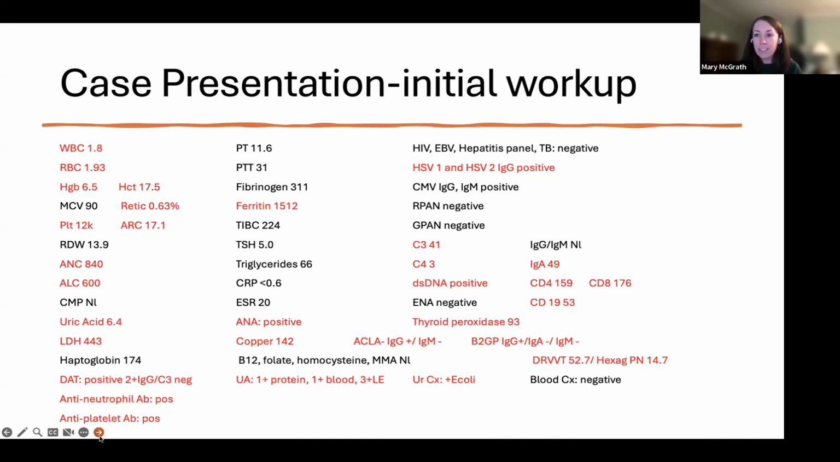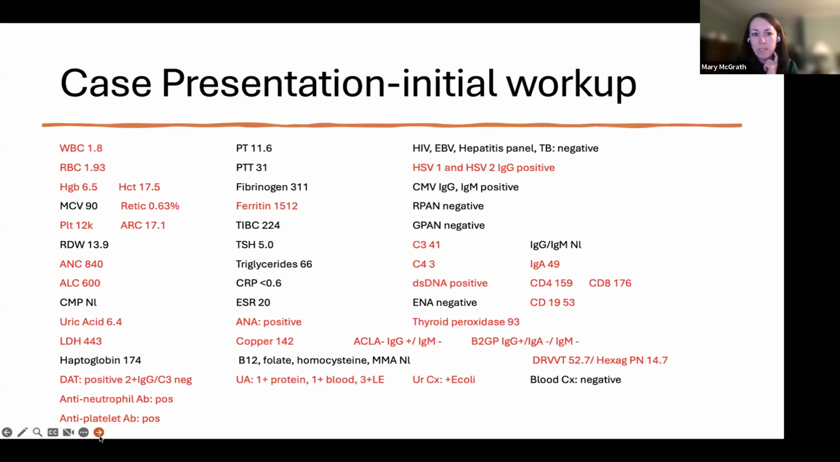Some rheumatology labs were sent, and her ANA was positive. And then from there, she had a positive double-stranded DNA. Her thyroid peroxidase was elevated at 93. She also notably had a positive lupus anticoagulant screen with a prolonged DRVVT at 52.7. Her DRVVT ratio was elevated, and then her hexagonal phospholipid neutralization was also elevated at 14.7.